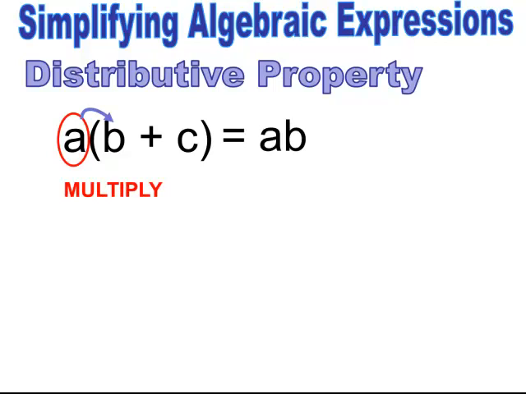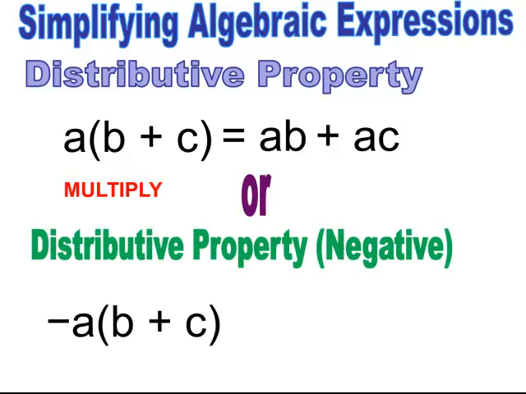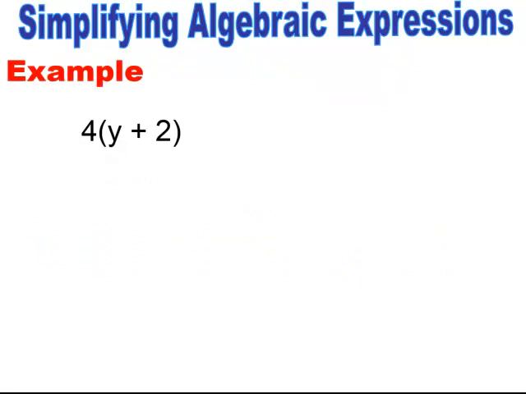So you would take the number, in this case variables, a times b, we would get ab, and a times c would be plus ac. So you're going to end up with an expression versus just a number. Now be careful, because when you have a negative on the outside, negatives will change signs. If I take a negative a to a positive b, it ends up being a negative ab, and then a negative a to a plus c would be a negative ac. So negatives change things. Here's an example.